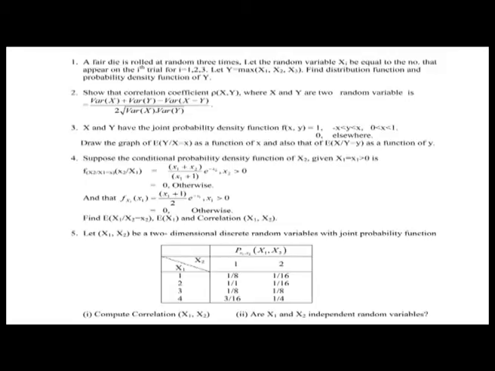so part 1 says find the conditional probability density function of Y given capital X equal to small x, and then in part 2 I want you to find the expected value of Y given capital X equal to x and E[Y]. Then in part 3 I want you to show that E[Y] is actually equal to the expectation of the conditional expectation of Y given X.